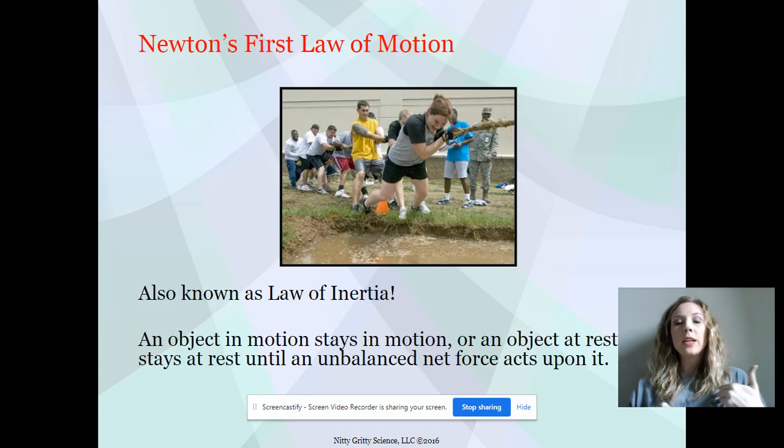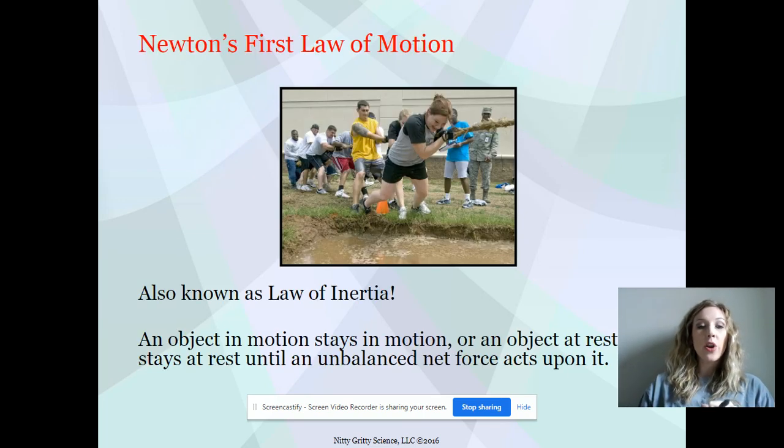So this is Newton's first law, known as the law of inertia. This is basically how we get objects to start moving or how we cause them to have a change in motion. An object that is still is going to remain still, or an object that's moving is going to remain moving, unless there's some kind of force that acts on it. So that's Newton's first law of motion.